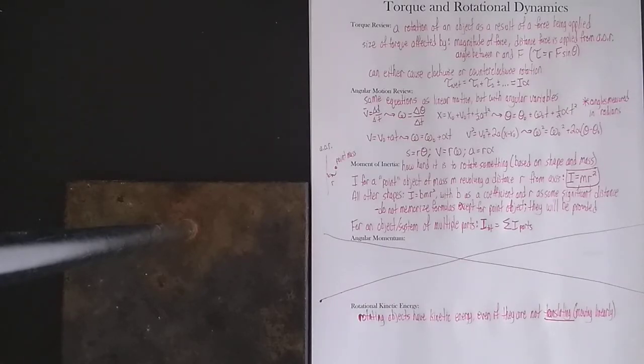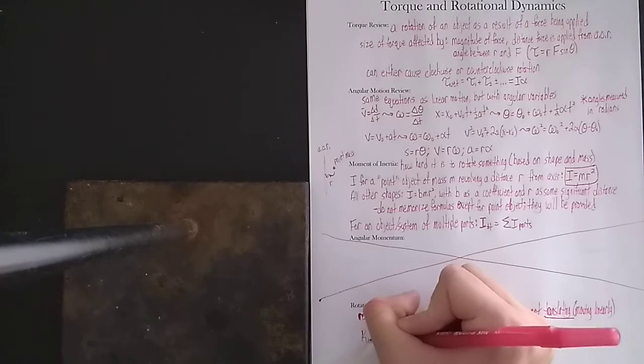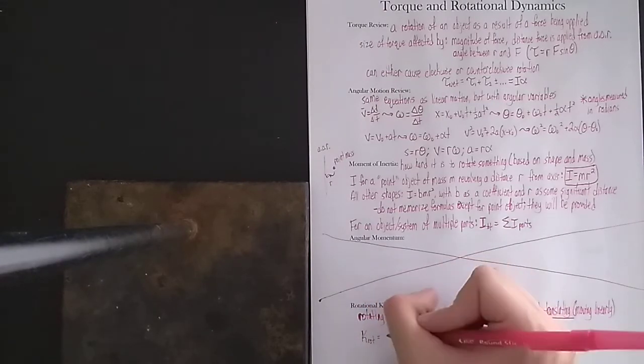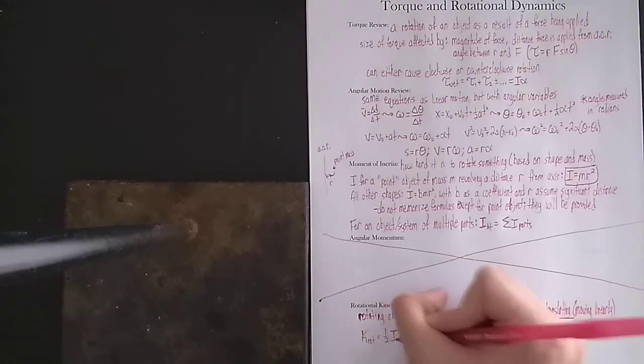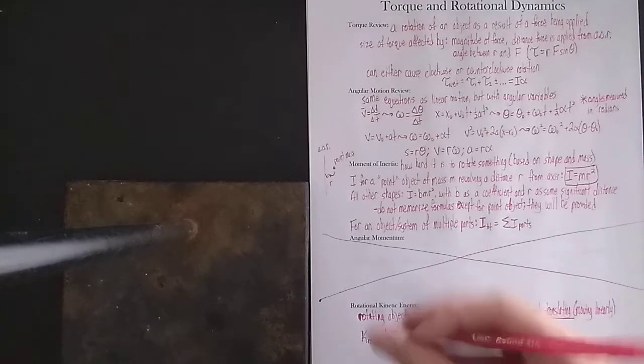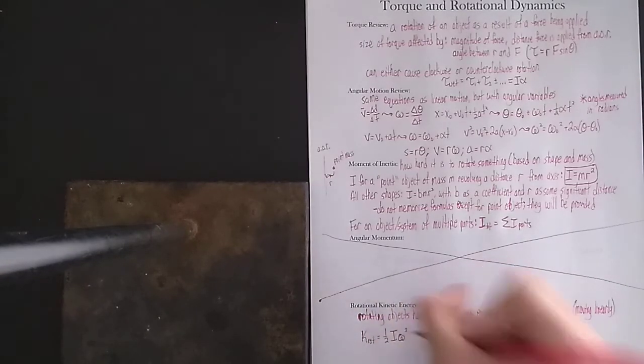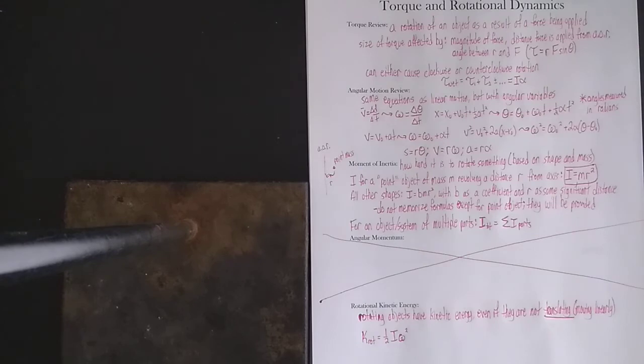We know that the equation for translational kinetic energy is 1/2 mv squared. The rotational kinetic energy equation is actually very similar. K rotational equals 1/2 I omega squared, so it's almost like we're just replacing mass with I. So there's our equation for rotational kinetic energy.